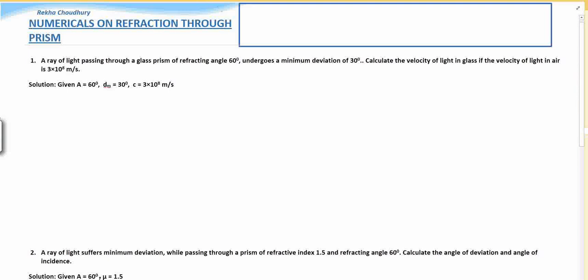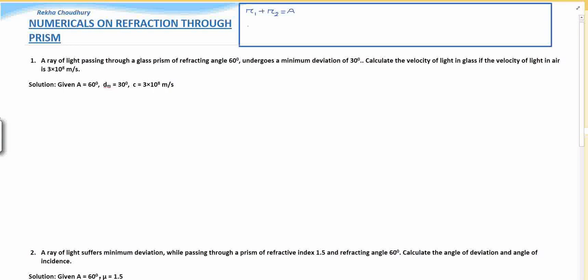Here in this video we will solve some numericals on refraction through prism. For solving these numericals we need some formulas, one of which is r1 plus r2 is equal to A. We know that here r1 is the angle of refraction for the first face, r2 is the angle of incidence for the second face of the prism, and A is the angle of prism.